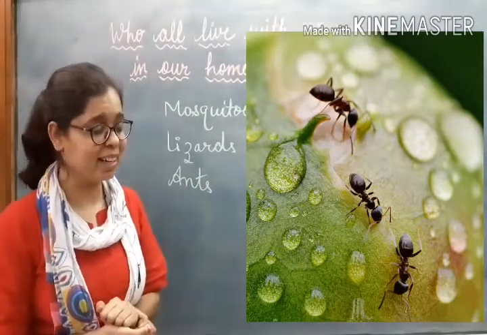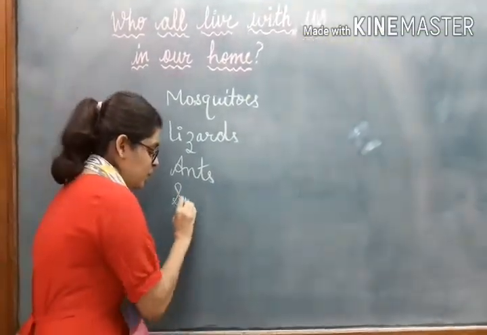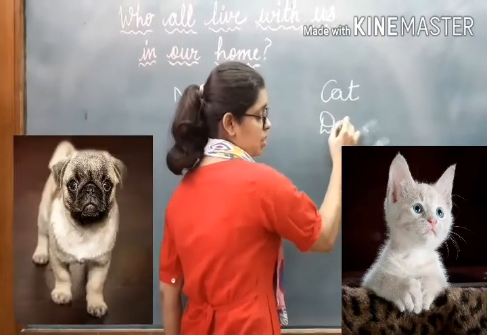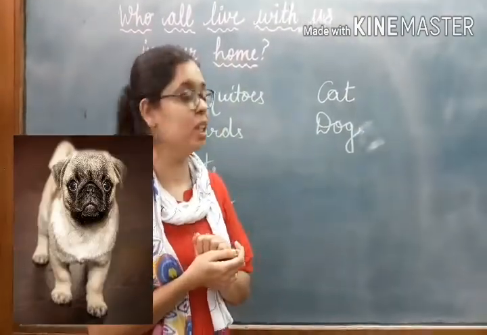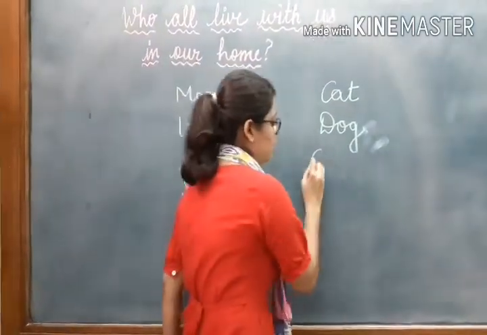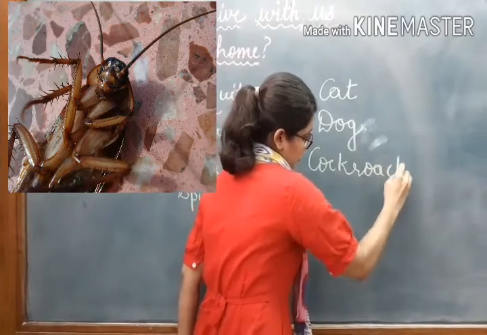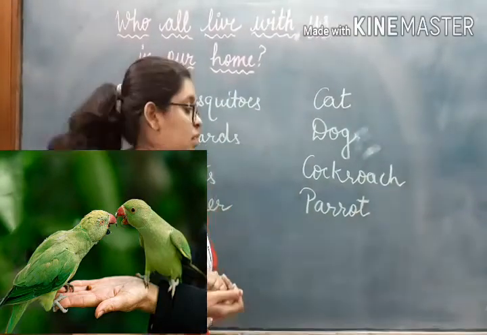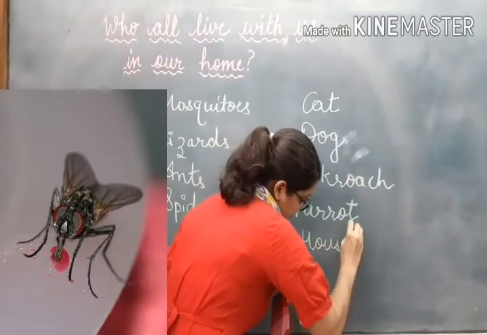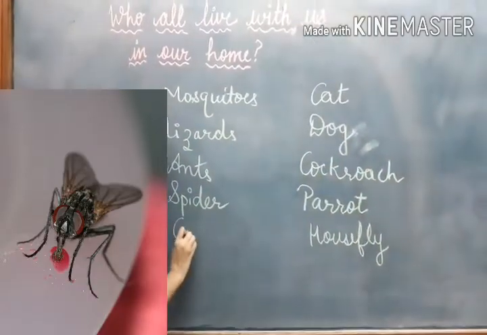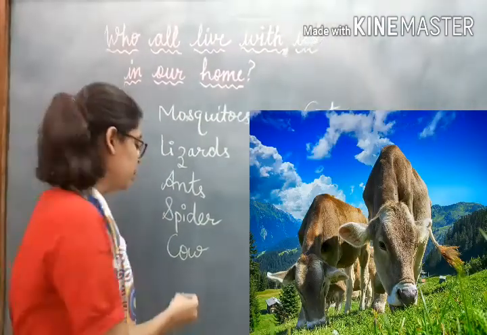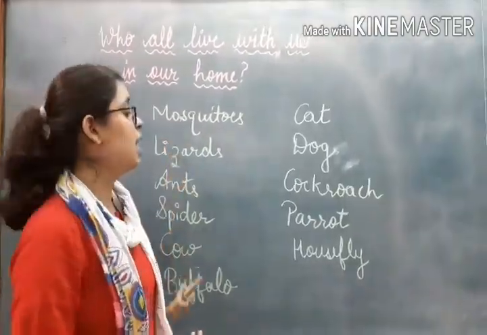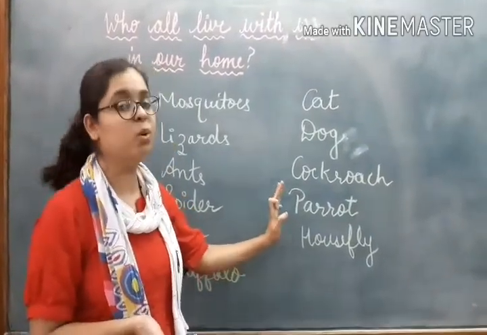They move in a queue, right? And what are the other animals? There may be a spider, right? There may be a cat, a dog, or can you name any other animal? Cockroach. Yes, cockroach. There can be a parrot, or there can be a housefly, right? And sometimes in some houses you must have seen a cow or a buffalo, right? So these are the animals which may be staying in our home, if you will notice.